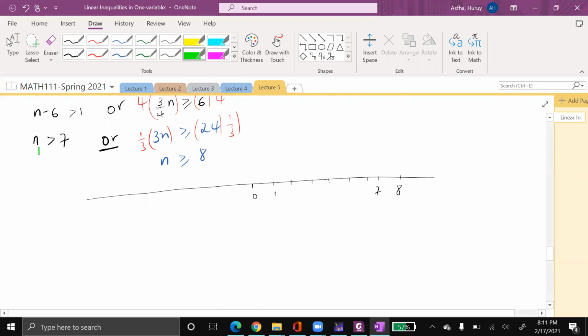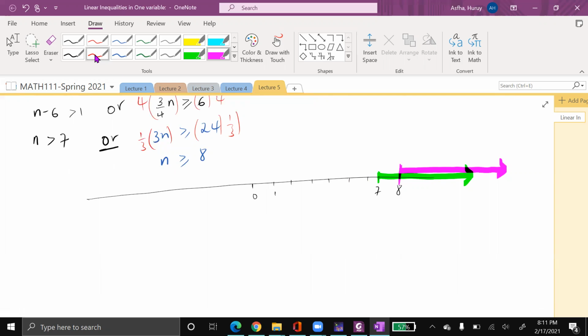So let's draw them. Let's start with the first one. N is greater than 7. Here we have 7. So greater means go to the right. So we are going to the right, put an arrow here. And then we have 8. N is greater than 8. Here is the 8. Start from 8 and go to the right again because it's greater. And I will go here.